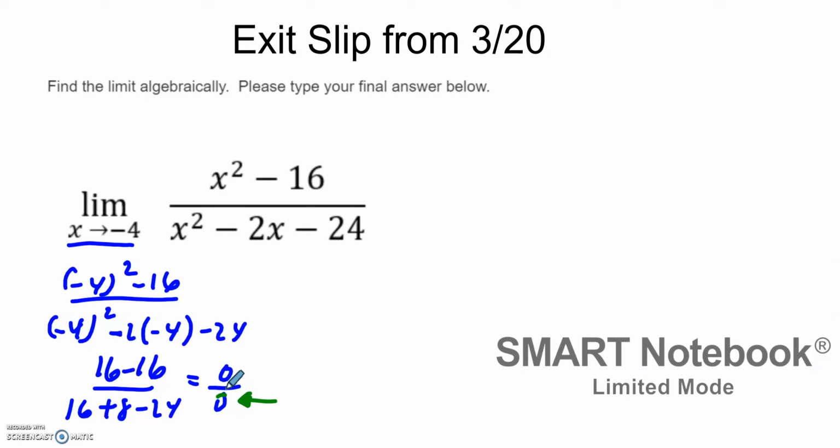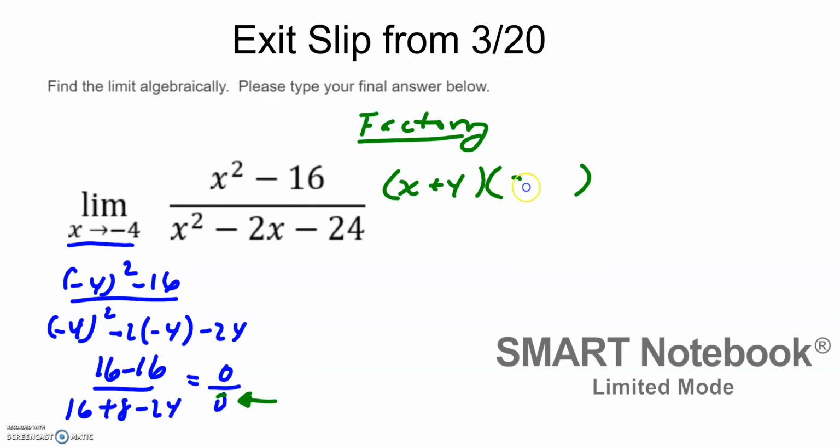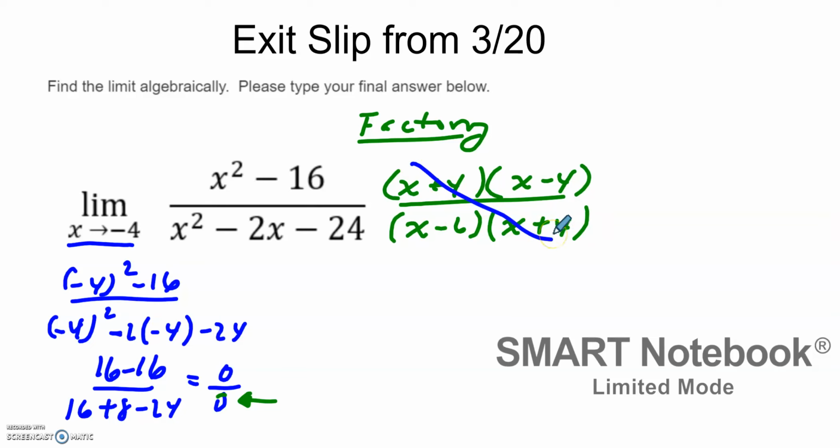So what we have to do instead is manipulate this function and figure out another way that we can write it. And to manipulate, usually, factoring is very helpful. So if I look at the top, that can factor to be x plus 4, x minus 4. Your denominator is going to be x minus 6, x plus 4. And now you might notice that the x plus 4 is crossed out. So my reduced function is x minus 4 on the top and x minus 6 on the bottom. And I'm still trying to find the limit as x is approaching -4.